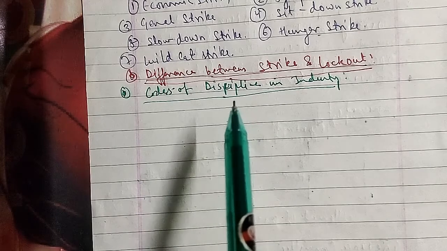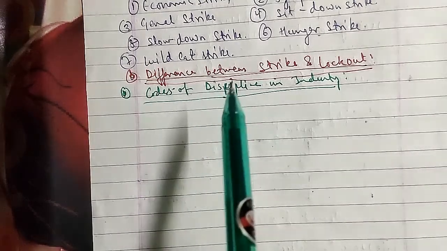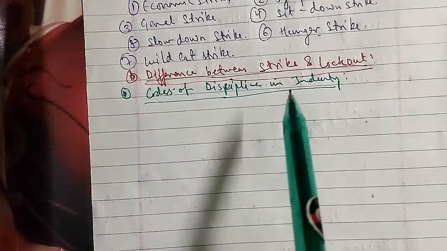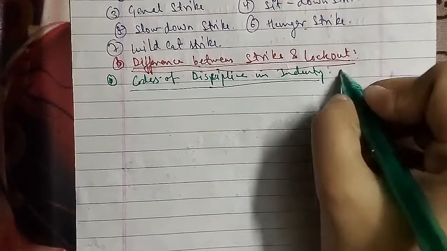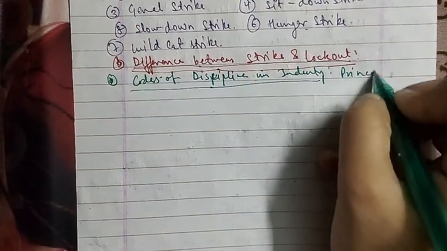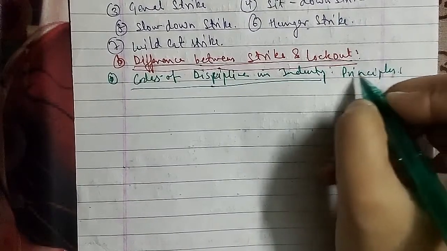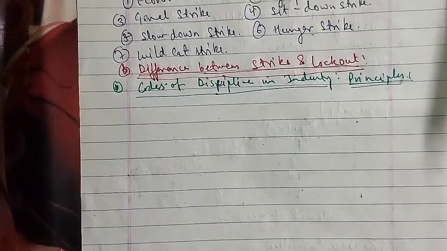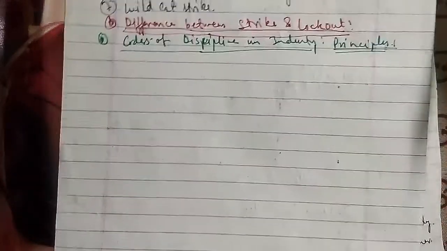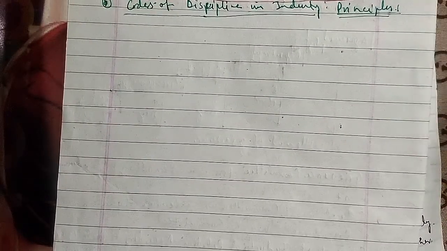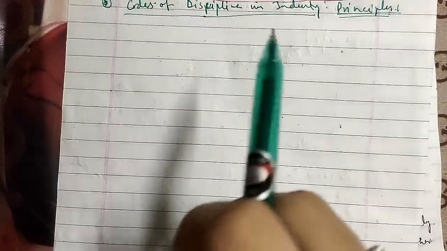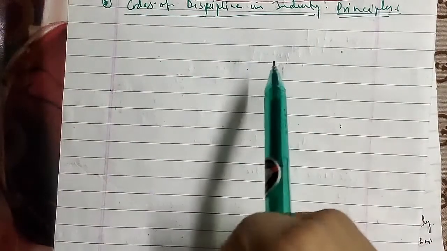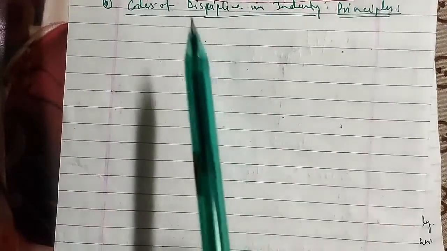Now the principles of the code of discipline. The code is based on the following principles: there should be no strike or lockout without prior notice, and no unilateral actions should be taken in connection with any industrial matter.